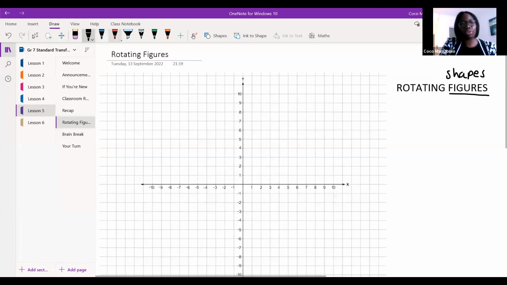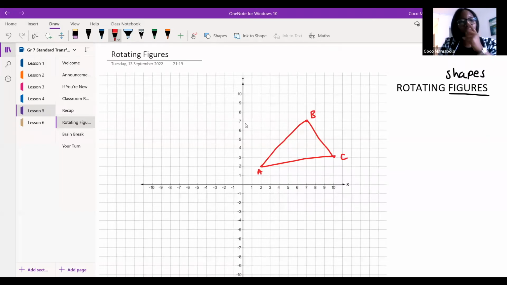So I'm going to draw a shape here quickly. 2 and 2, that's A, that's B, and that's C. Tell me in the chat, do we already know what kind of shape this is? What shape is this? Karabo says a TR. Good, it's a scalene triangle. You guys are great at this. Awesome, it's a triangle.